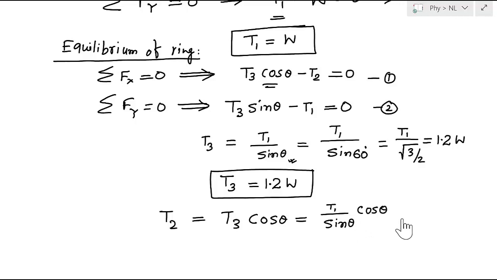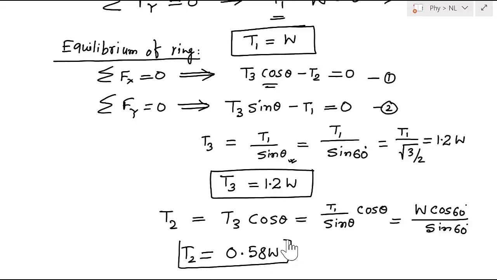In this case, theta is equal to 60 degrees and T1 is equal to W. So we can write W cos 60 degrees divided by sine 60 degrees. If you plug in all these values, you can find T2 is equal to 0.58 W. So this is the value of T2. So we have solved for T1, T2 and T3.